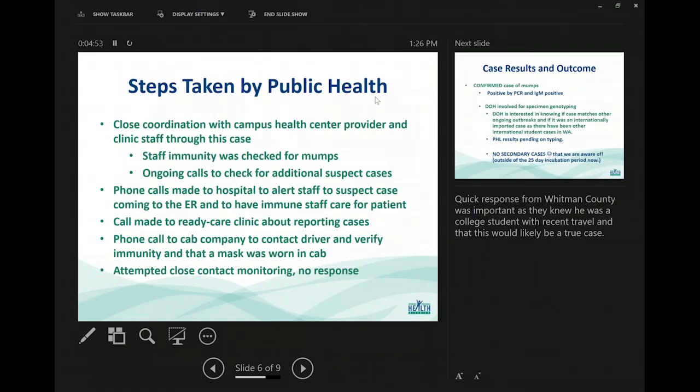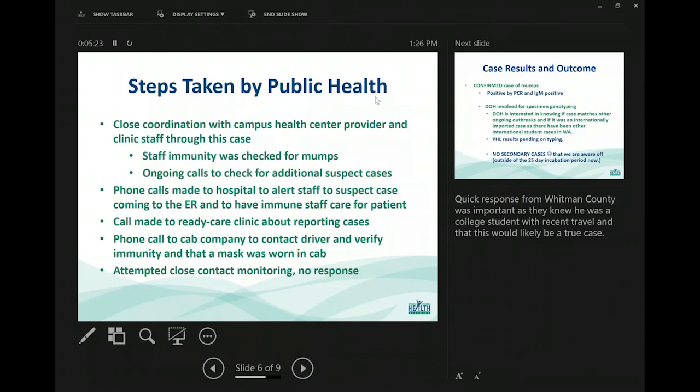So some steps taken by public health that were really important. Things that happened were really close coordination with the campus health center provider and clinic staff through this case. So public health had frequent contact with that provider at the health center and with their staff, checking on staff immunity, making sure that staff that had cared for this patient, that their immunity was checked for mumps, and ongoing calls to check for additional suspect cases that may have come into the health center.